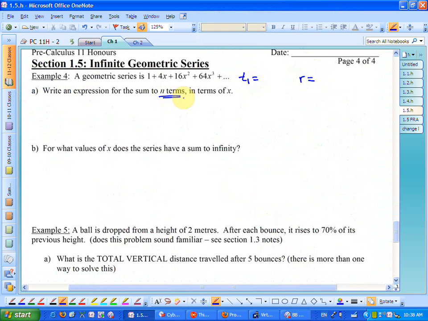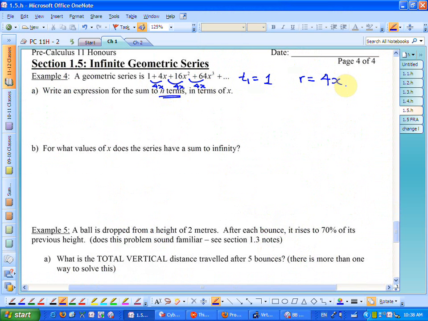So help me out somebody. What's the T1 in this case? 1. Yeah, first term is 1. How about the common ratio? 4x. Notice 1 times 4x gives you 4x. If I take 4x and multiply by 4x, I get 16x squared, and 16x squared times 4x also gives you that. So R is equal to 4x. Bravo.